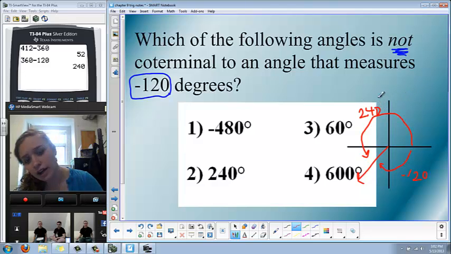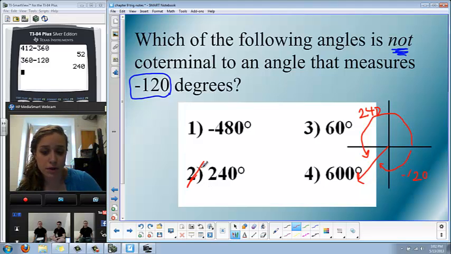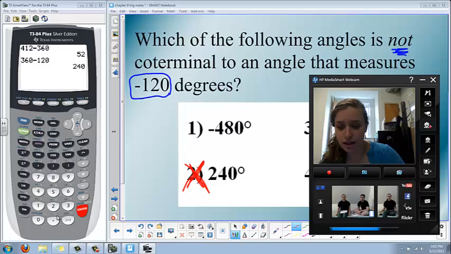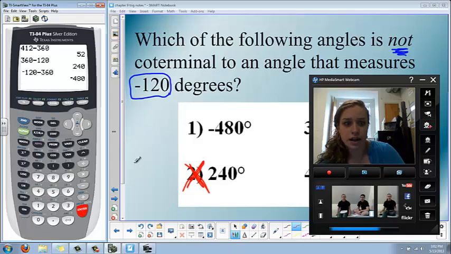Okay, so we're looking for angles that are not coterminal. Negative 120 and 240, those are coterminal, so that's not our answer. What about negative 480? That means that I went negative 120 in the negative direction, obviously, and then I kept going. So maybe let's see what happens if we took negative 120 and then we kept going another 360 degrees in the negative direction. So maybe subtract another 360. What would we get? Negative 480.